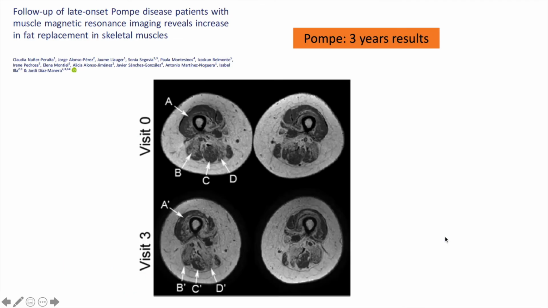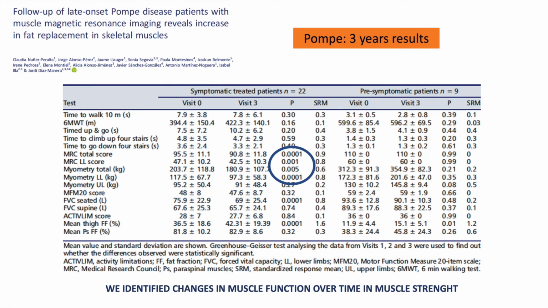Going back to this, I would like to show you this patient. This is a patient that was followed with MRI at baseline, and this is the MRI at year 3. And you can clearly see that there is a change in the amount of fat in their muscles that is clearly increasing despite being treated with myozyme.